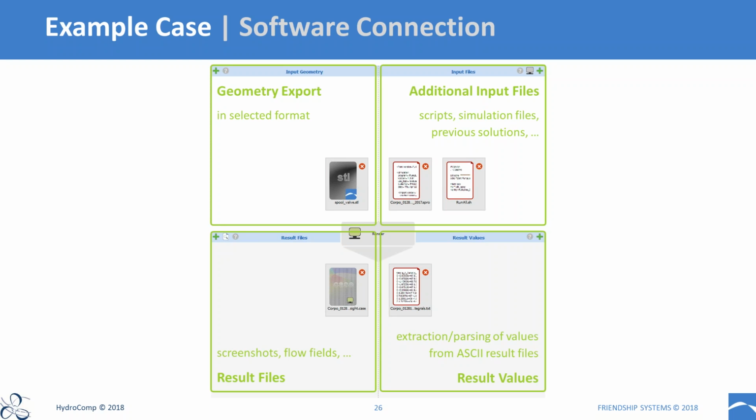And in the bottom, we can specify all the result files that we want to load into CAESES after the calculation has been finished to evaluate certain values for our optimization process. So on the one side, we can provide files that are read in as whole. So you can create screenshots, you can import flow fields from your CFD solver to do post-processing in CAESES, things like that. And on the other side, we can specify specific values that we want to read from a file to be used, as an example, as an objective function.